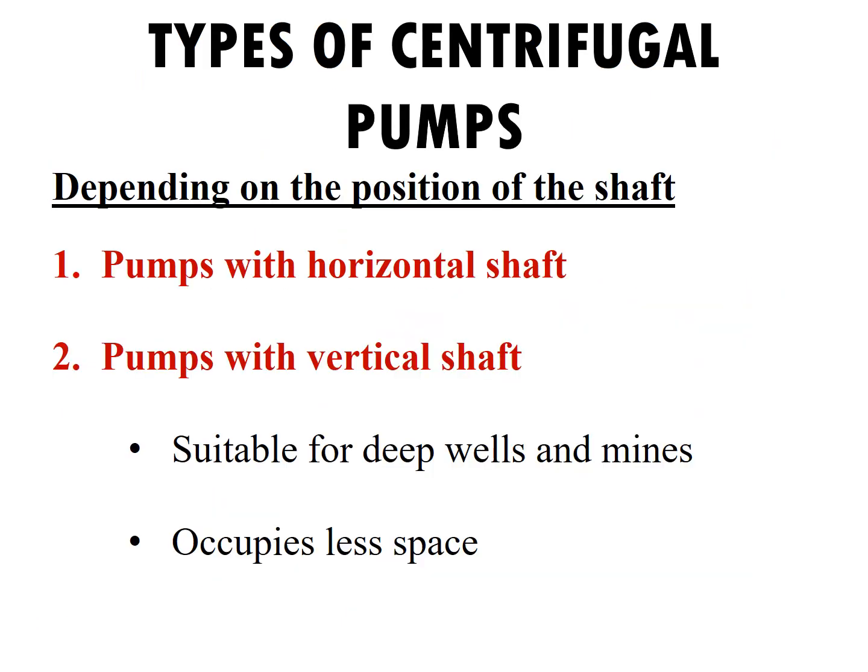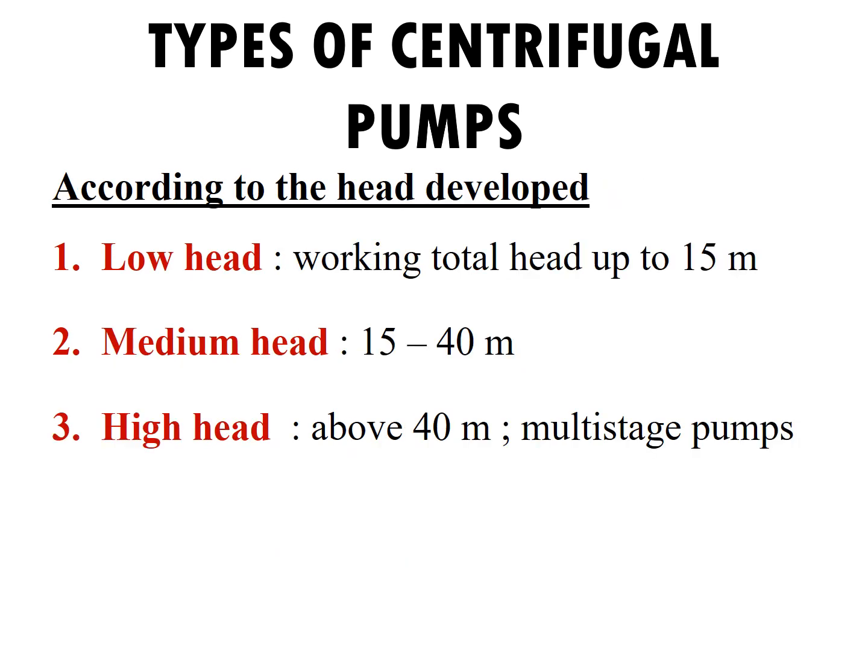And again, another classification is depending on the position of the shaft, pumps with horizontal shaft, pumps with vertical shaft, etc. Vertical shaft are special types which are used for deep wells and mines. The advantage is that you can use it when there is less space. And again, low head, medium head, and high head. Low head means up to 15 meters. Between 15 to 40 meters, we have medium head, and high head is above 40 meters.